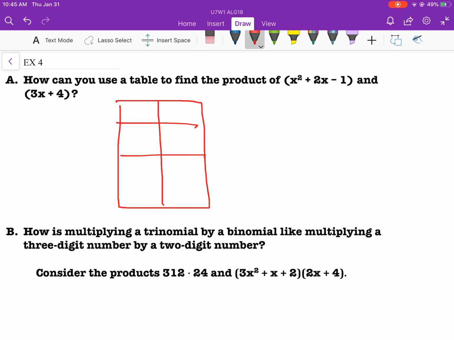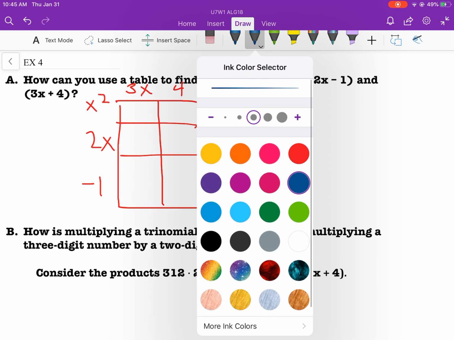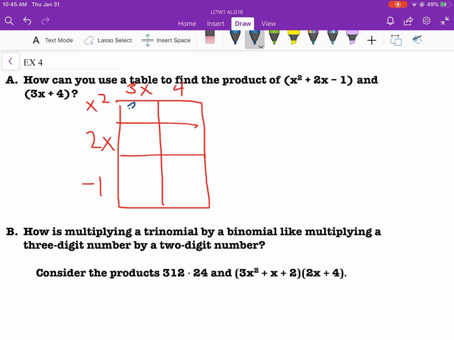3 terms. I already got 3 boxes. Classic. This would be x squared. This would be 2x. This would be negative 1. This would be 3x. This would be 4. Multiply diagonally. This would be 3x to the third. This would be 4x squared. 6x squared. 8x. Negative 3x. And negative 4. So same thing as yesterday.